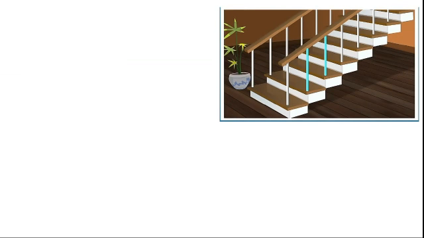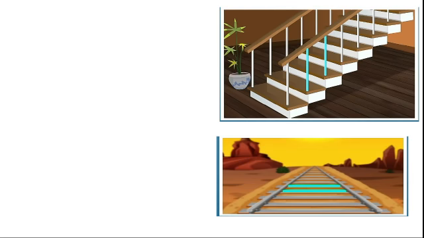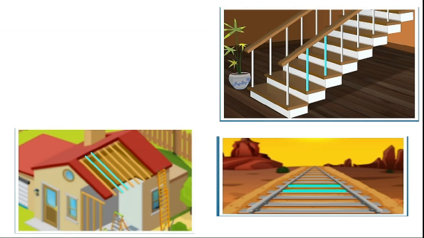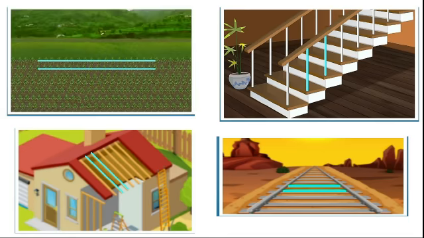We can see the examples of parallel lines in our day-to-day life. On the staircase, and the most common example, the railway track, and the grills on the roof of the house. And also in farming, the vegetables are planted in a parallel way.